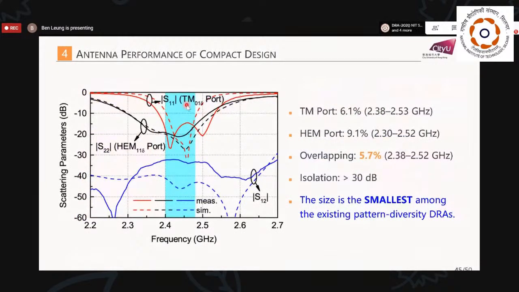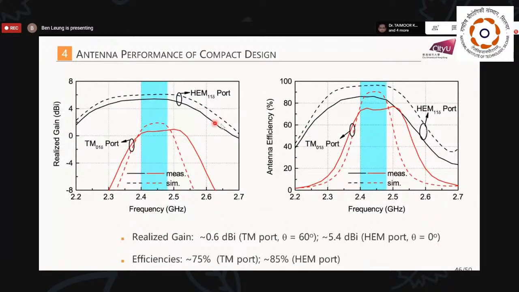So these are the TM01 result and the HEM11 delta mode result. And this is the isolation. As can be expected, the isolation is very good. It's below 30 dB. It's because the TM01 delta mode field is orthogonal to the HEM11 delta mode field. Now the overlap bandwidth is 5.7%. These are the realized gain and antenna efficiency for the two modes.